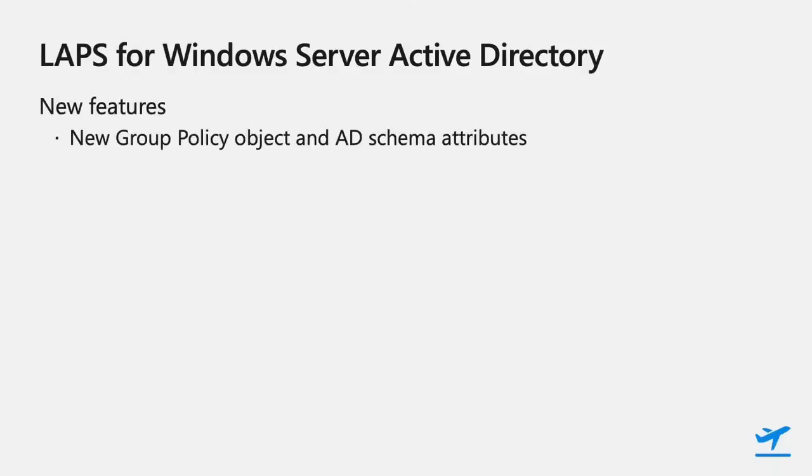All right, let's talk about what we've done for LAPS in the Windows Server Active Directory space. We recognize that a lot of our customers are still running hybrid environments and will be doing so for many years to come. We wanted to make sure we provided for both cases, really kind of a cater-to-all-of-the-above approach. And so if you're surprised to see new AD features being talked about, that is the reason why. So what did we do in the Windows Server AD space? As I mentioned, we've got a new group policy object and we've got new Active Directory schema attributes.